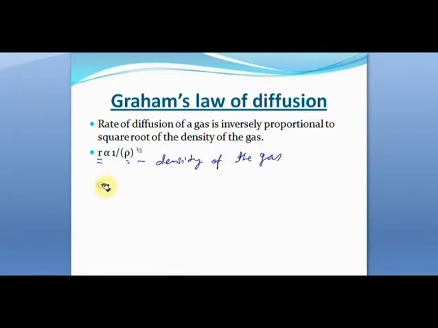So from here we can write that R into root under rho is constant, or R1 root under rho 1 is equal to R2 root under rho 2, or R1 by R2 is equal to root under rho 2 by rho 1.